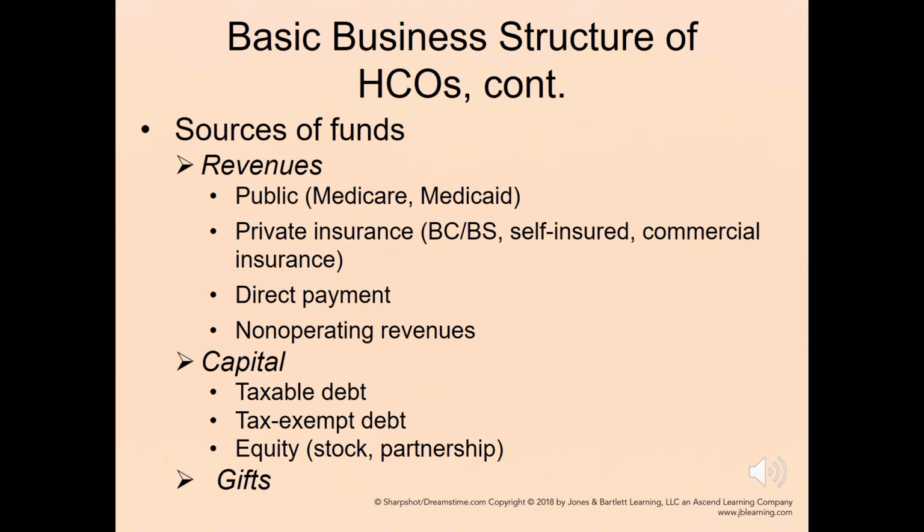So the sources of funds come in the form of revenue and capital or in gifts. For revenue, they come from public sources such as Medicare or Medicaid on the patient side, or from a patient's private insurance, whether it be Blue Cross, a self-insured plan, a commercial insurance, or some other type, or direct payment, self-pay, or other non-operating revenue. Capital is a form of taxable debt or tax-exempt debt, depending on the type of structure, and also access to equity or stock partnership, depending on the type of structure.